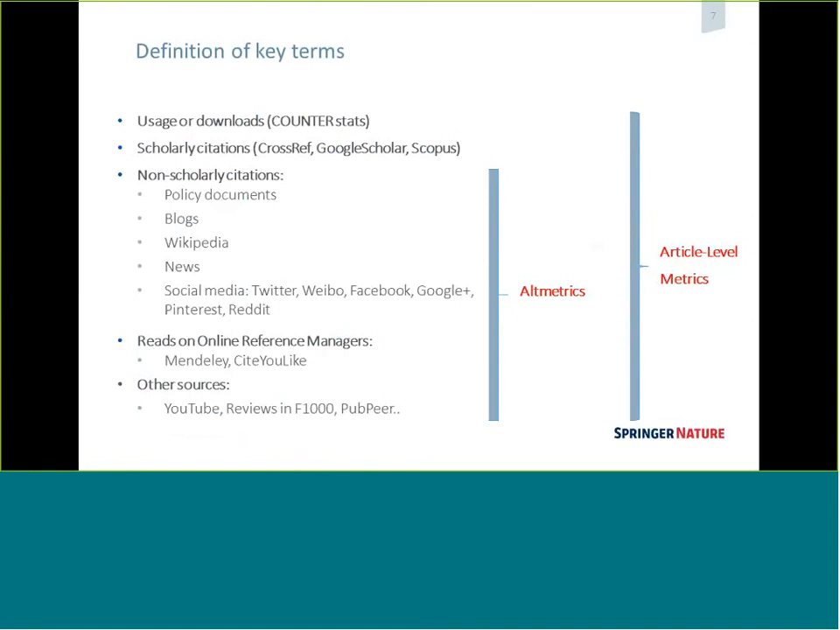So just so that we're all on the same page, let's make a little definition here. For the rest of the presentation, when I speak about Altmetrics, I mean non-scholarly citations, as for example in policy documents, blogs, Wikipedia, news, Twitter, social media, but also reference managers like Mendeley, sites like YouTube, reviews in Faculty 1000, and PubPeer. Whereas the article level metrics are the usage count, the COUNTER stats, the scholarly citations, and the Altmetrics combined.